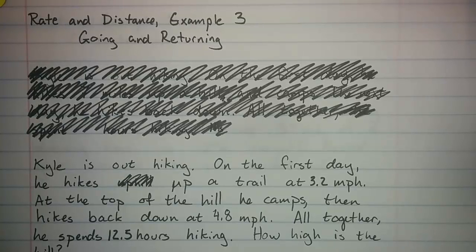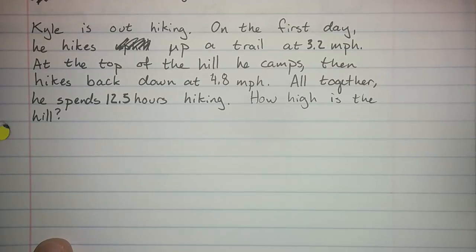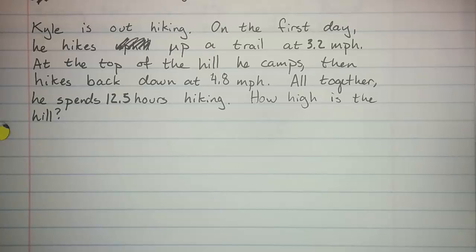There's a third kind of rate distance problem that we're likely to encounter when we're thinking about systems. And that is in a story where someone goes out at one speed and comes back at a different speed. So in this story, Kyle is going out hiking. On the first day, he hikes up a trail to the top of a hill. He goes 3.2 miles per hour uphill. At the top of the hill, he camps, and then he comes back down at 4.8 miles per hour.